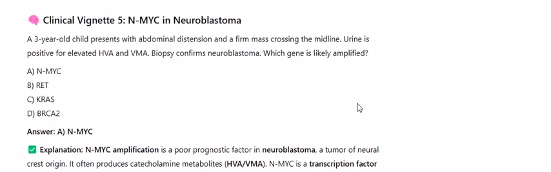A 3-year-old child presents with abdominal distension and a firm mass crossing the midline. Urine is positive for elevated HVA and VMA. Biopsy confirms neuroblastoma. Which gene is likely amplified? A. N-MYC. B. RET. C. KRAS. D. BRCA2.